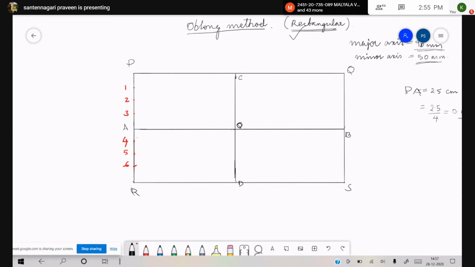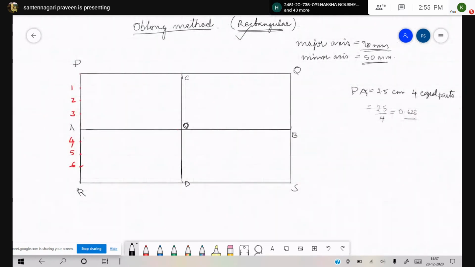So AO, I will divide it into equal parts. So what is the distance of AO? AO is... yes please. 4.5 centimeters, sir. Very good, 4.5 centimeters. Now divided by 4 equal parts. What do you get? 1 point.